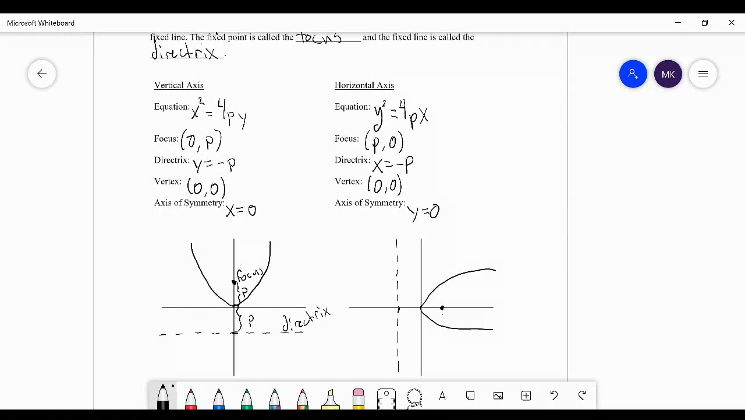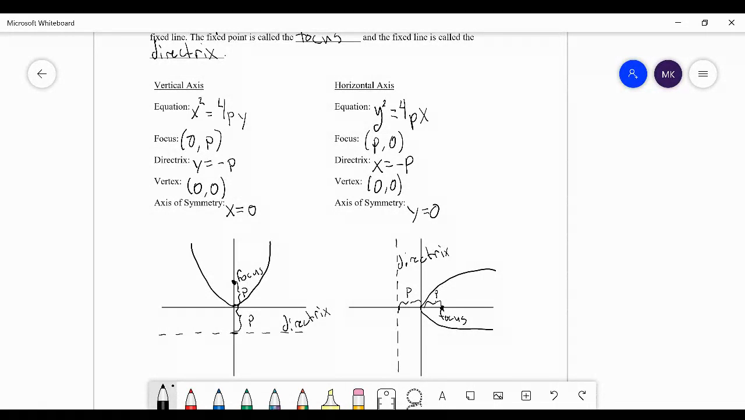Okay, with our focus here, and this being the directrix. Again, these distances are p. And so that's really a nice, very basic, simple way. If you imagine back to the vertical axis here, this would be like y equals x squared. That kind of helps us out with that.